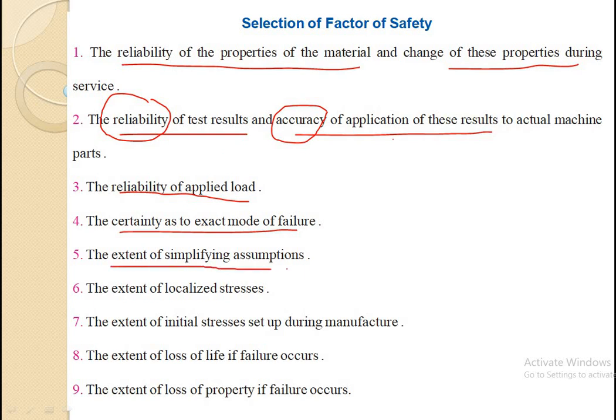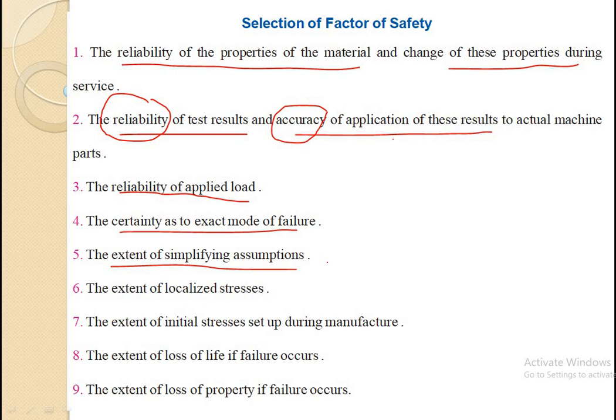Next is the extent of simplifying assumptions. Means before actually designing any component or element, we make some assumptions, some criteria, that the material does not lose its property when it is subjected to the application. There should not be any catastrophic failure.